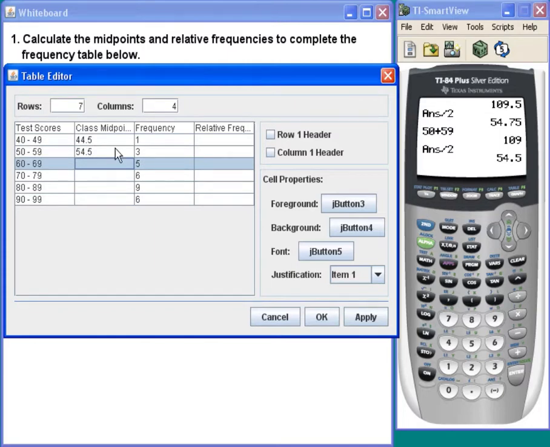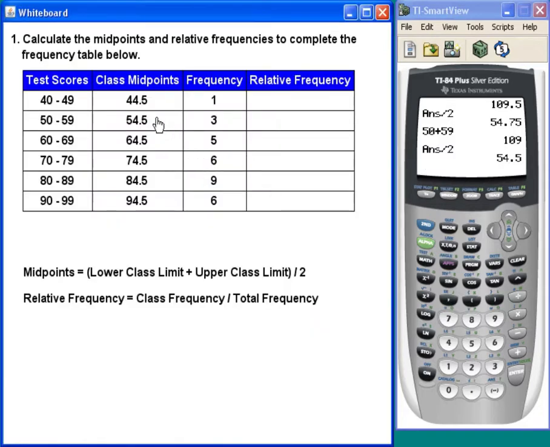Now if you'll notice, 54.5 and 44.5 are exactly 10 units away from each other, as well as 50 and 40 and 59 and 49. So 10 is our class width here. And we can use that class width in order to calculate the rest of these. We can just keep adding 10 and get the remaining class midpoints. So once you get the first one, if you know what the class width is, you can get the rest of the midpoints fairly quickly that way. Alright, so that fills in the class midpoints.